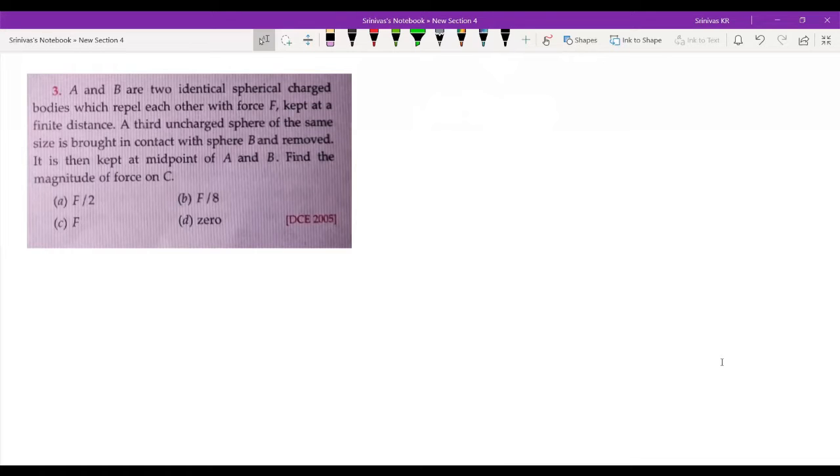Two identical spherical charged bodies A and B repel each other with force F, kept at a finite distance. A third uncharged sphere of the same size is brought in contact.